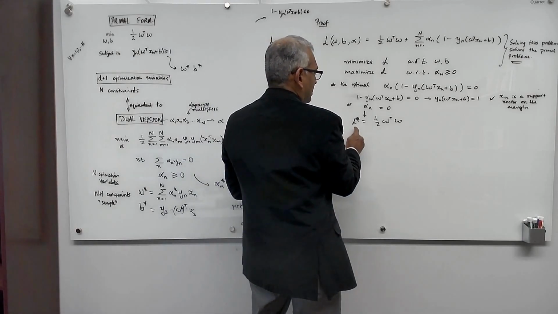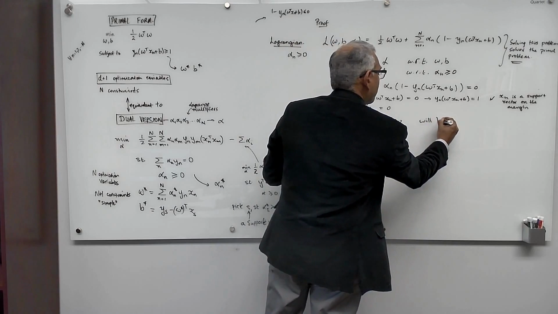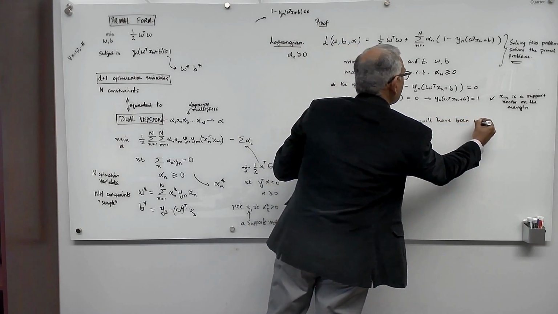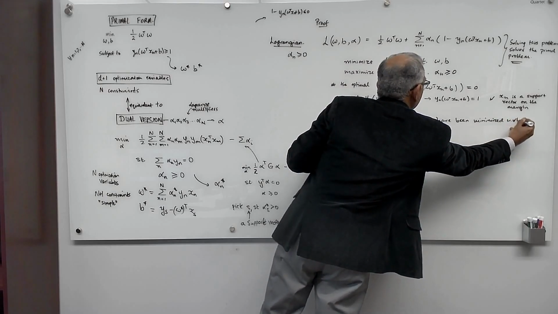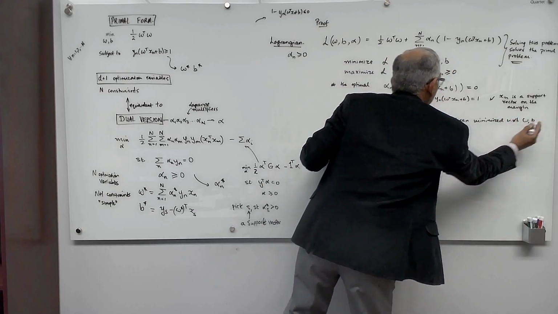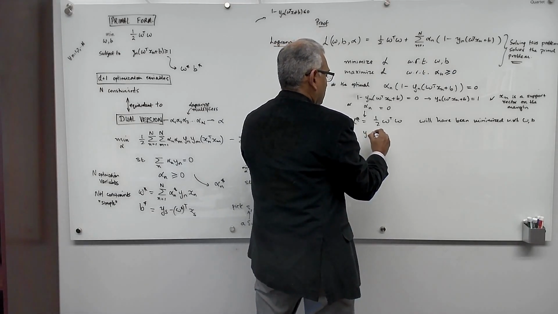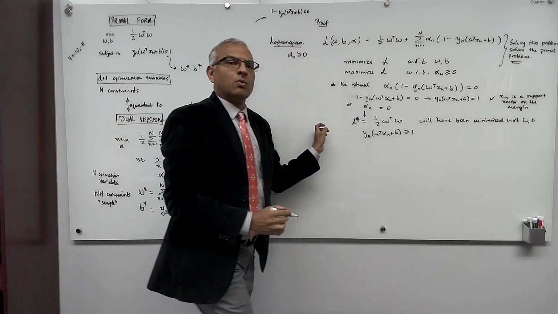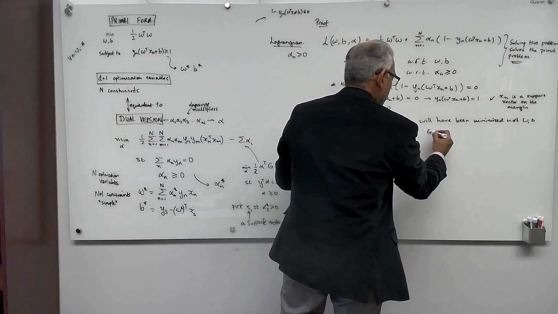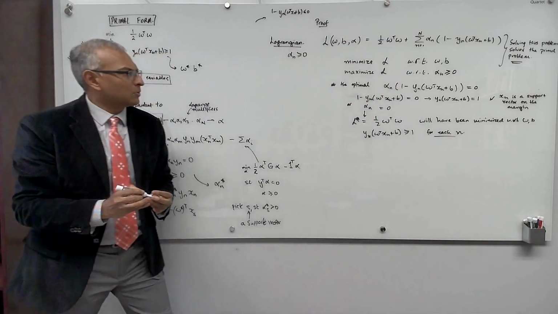So at the optimal, L star equals this, which will have been minimized with respect to W and B. And we already proved that the constraints will be satisfied: y_n (W transpose x_n plus B) will be greater than or equal to 1 for each n. We proved this.